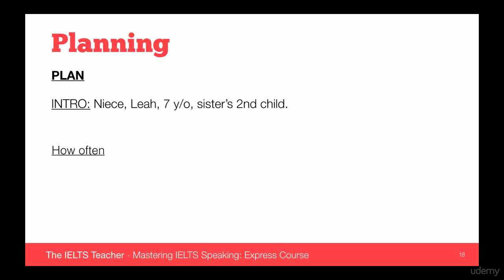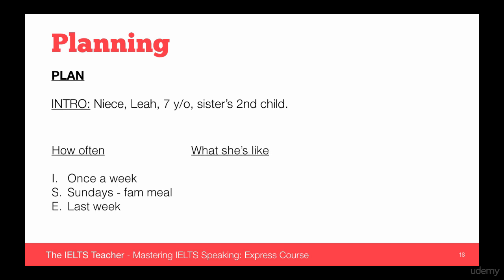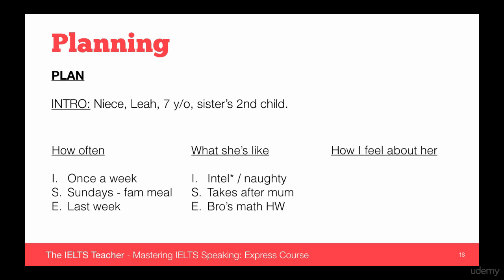Then, columns for each of the remaining points. How often? Idea, once a week. Support, Sundays. Example, last week. What she's like. Idea, intelligent, naughty. Support, takes after mum. Example, brother's math homework. Finally, how I feel about her. Idea, protective. Support, can be clumsy. Example, park, use the hawk idiom.